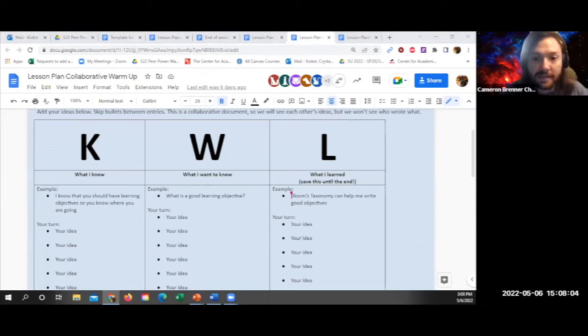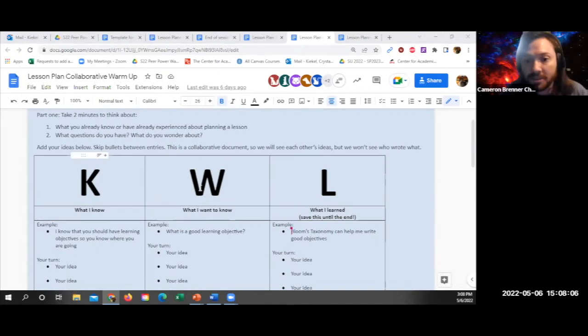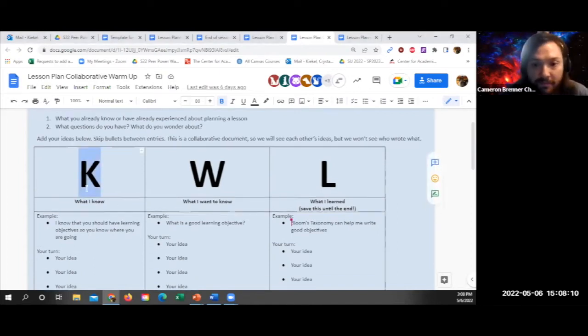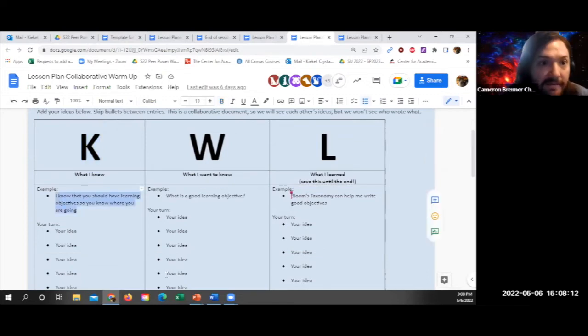Now, when we look at the KWL chart, there are examples of what we could write for what we know or what we want to know. An example can be that I know that I should have learning objectives, so you know where you're going. Or what you might want to know is, what is a good learning objective?